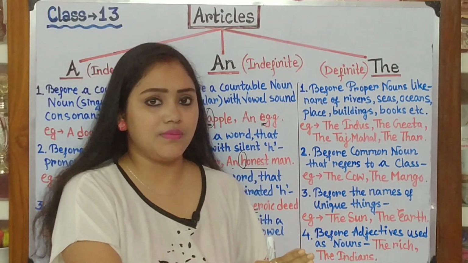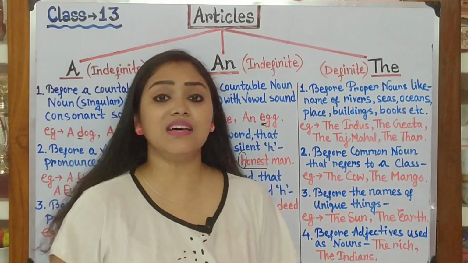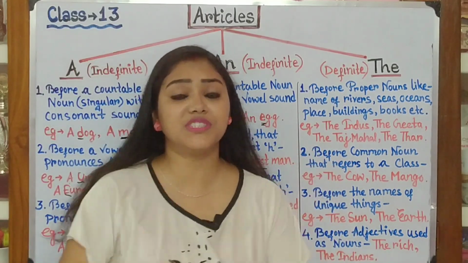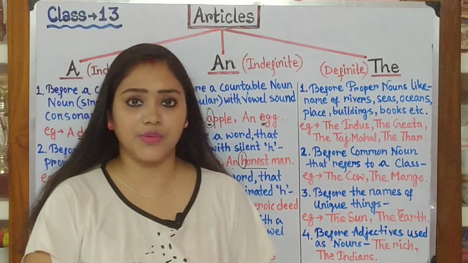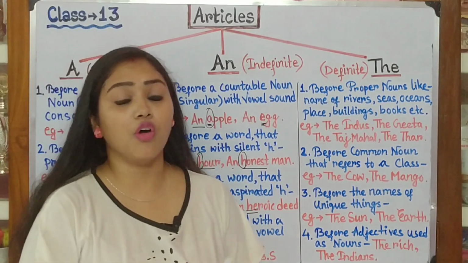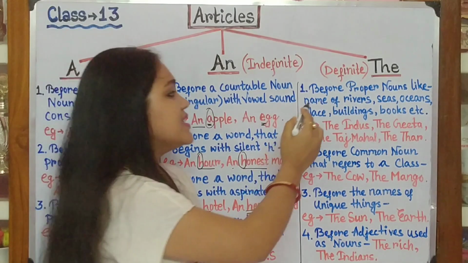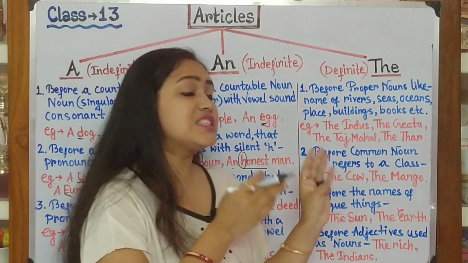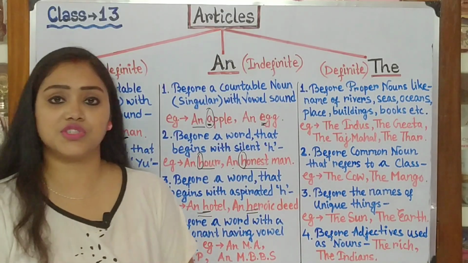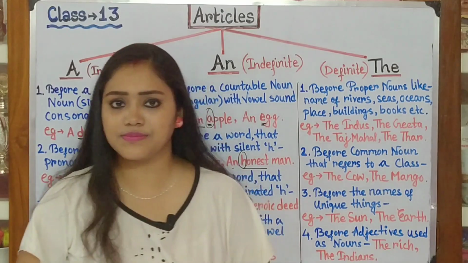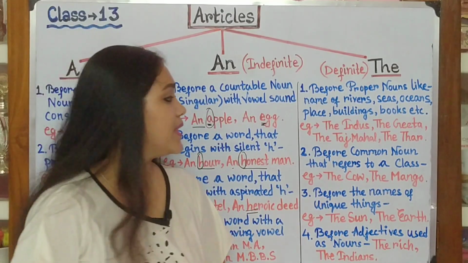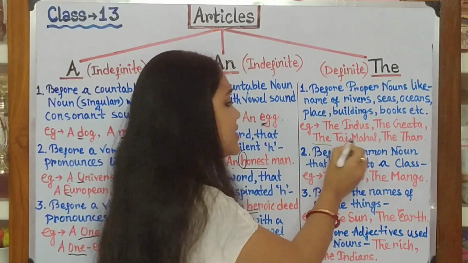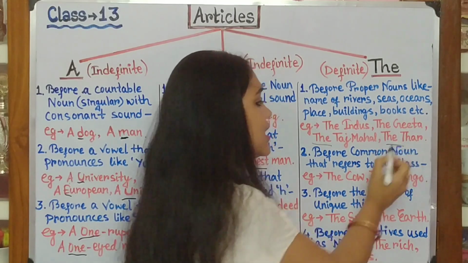The next one is the. As you know, the is a definite article, right? So it is used to point out something particularly, definitely. So what are the rules of using the? You can see before proper nouns like names of rivers, seas, oceans, places, buildings, or even books, or something else, etc. For example, the Indus, the Gita, the Taj Mahal, the Thar.